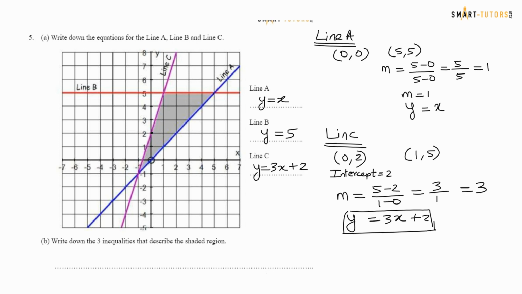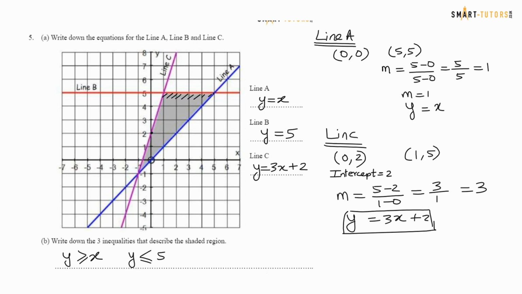Write down the three inequalities that describe the shaded region. So how I'm going to do this question is always think where the shaded region is. Line A is the blue line. The shaded region is upwards, so y is greater than or equal to x. y has to be greater because it's upwards. Then the red line, which is y equals 5: the shaded region is below the line. Below means smaller, so y has to be smaller than 5.